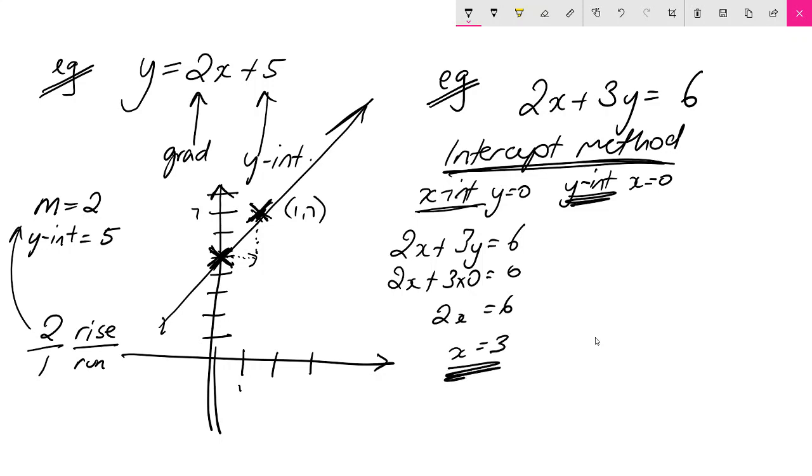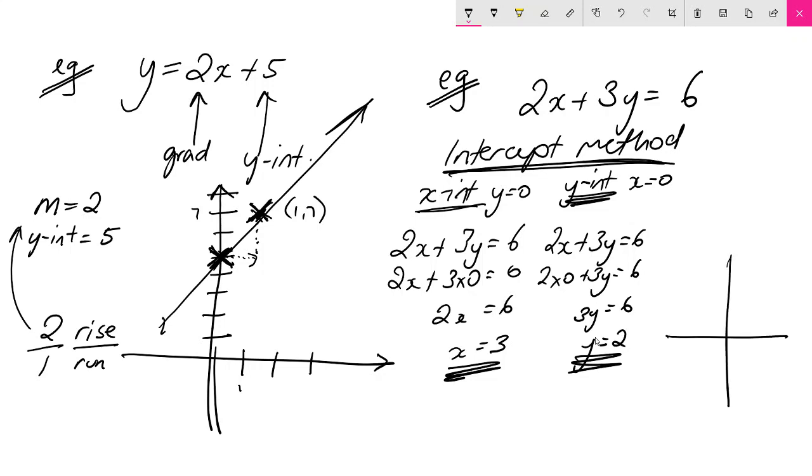So we cross the x-axis at x equals 3. And we cross the y-axis at y equals 2. So to sketch this equation, we just mark those points on the graph. So y equals 2, that's my first point there. And my second point is going to be x equals 3. And we just join those 2 points up.